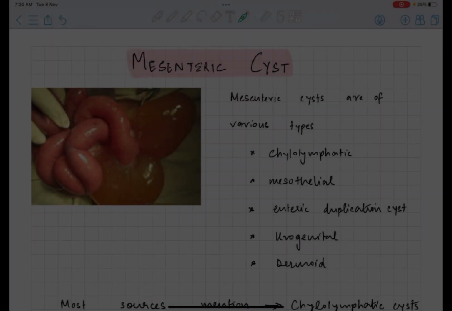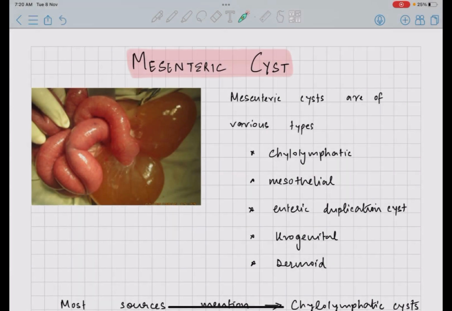Hi everyone, we start the second part of the mesentery and omentum series with the topic mesenteric cyst. Mesenteric cysts are of various types: chylolymphatic, mesothelial, enteric duplication cyst, urogenital, dermoid cyst, or pancreatic pseudocysts.